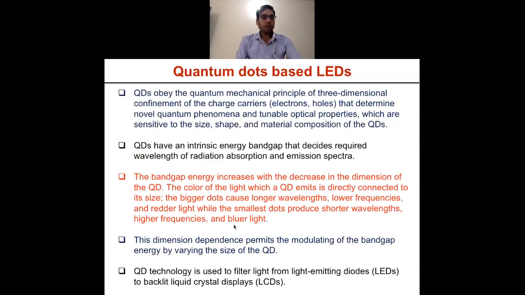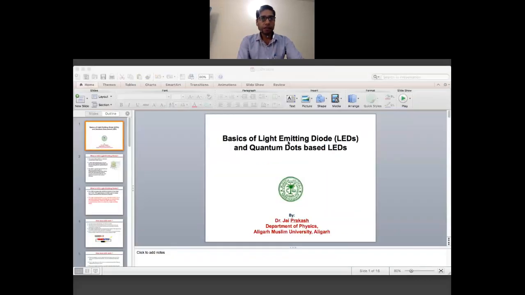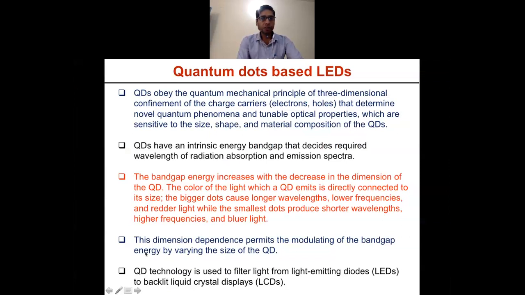Quantum dots obey the quantum mechanical principle of three-dimensional confinement of charge carriers that determine novel quantum phenomena and tunable optical properties, which are sensitive to the size, shape, and material composition of the quantum dots. Quantum dots have an energy gap that decides the required wavelength of radiation, so absorption and emission spectra. The band gap energy increases when you reduce the size of the quantum dots. Therefore, the color of light which a quantum dot emits is directly connected to its size.